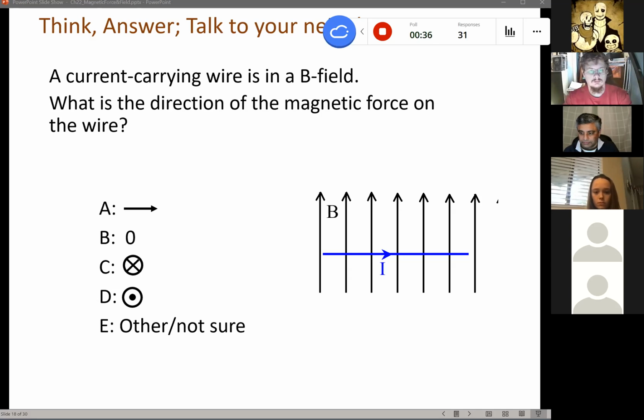So does current have a different right hand rule from just a charge? It's the same. Remember, current flow is just the motion of positive charge in that direction. That's what that is, right? Okay.